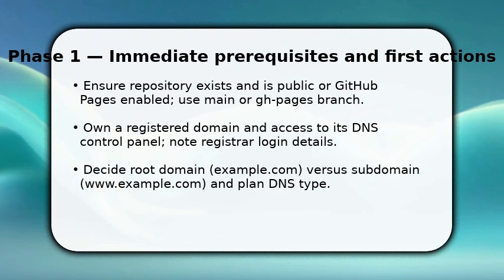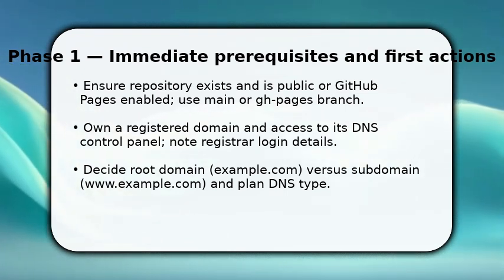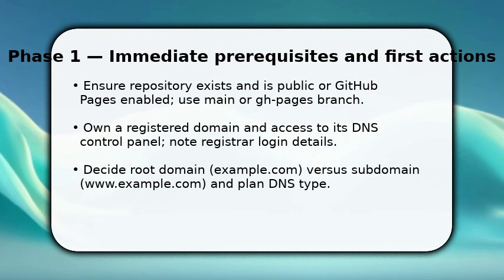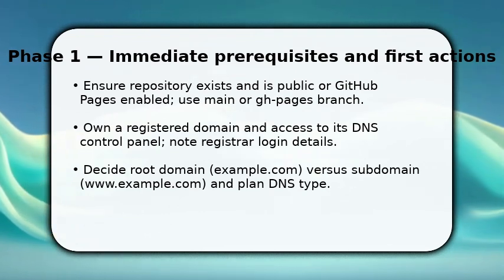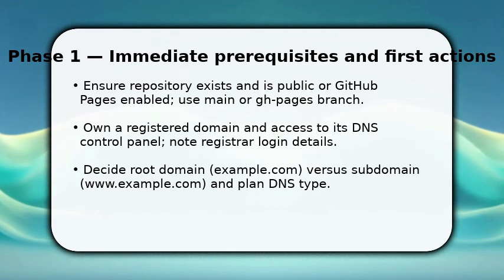You will need to add records. Decide whether you want the root domain or a subdomain. This affects whether you use A records or a CNAME. Once done, note TTLs so you can monitor propagation delays.